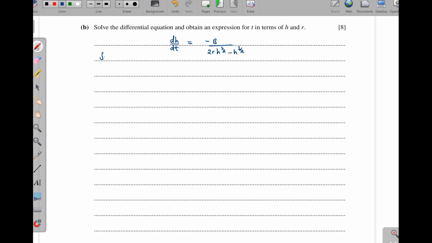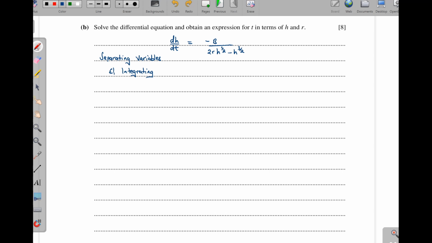So we separate variables. When we are solving differential equations here, we separate the variables, and after that we integrate. Now, this one has 8 marks, which means we have some good job to do. Okay? Now, how are we going to do this?